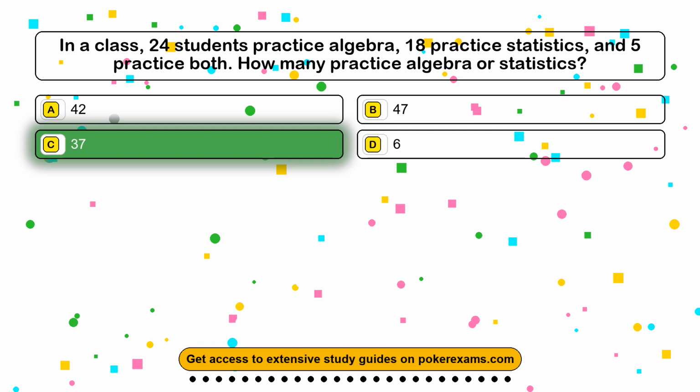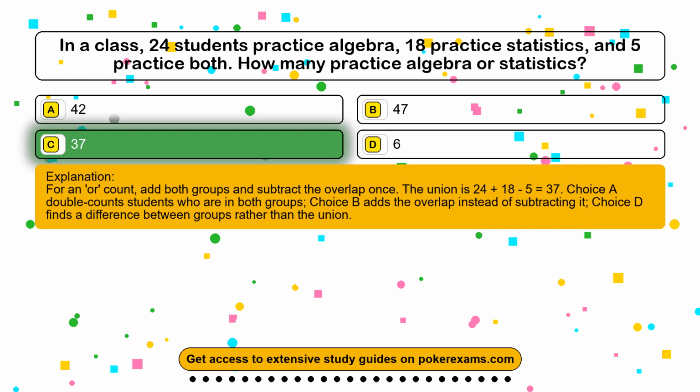The correct answer is option C, 37. For an OR count, add both groups and subtract the overlap once. The union is 24 plus 18 minus 5 equals 37. Choice A double-counts students who are in both groups. Choice B adds the overlap instead of subtracting it. Choice D finds a difference between groups rather than the union.